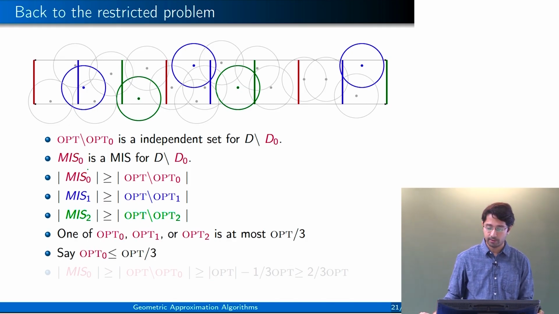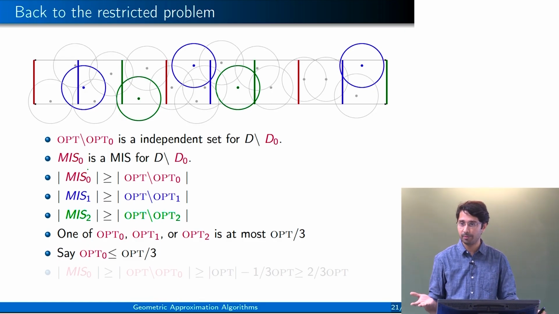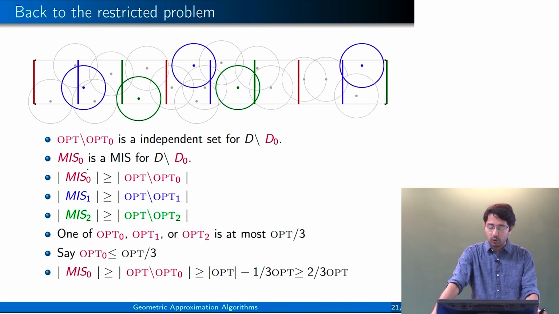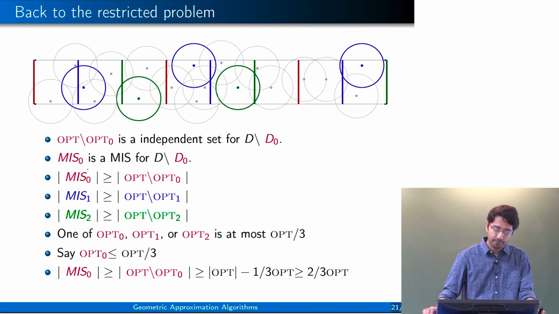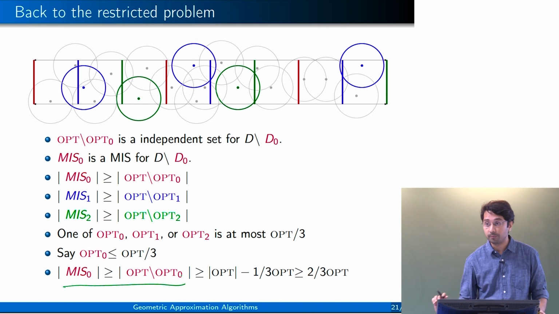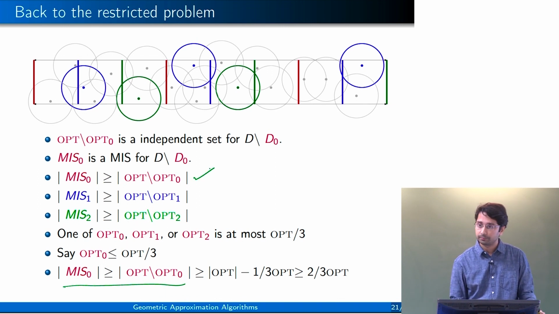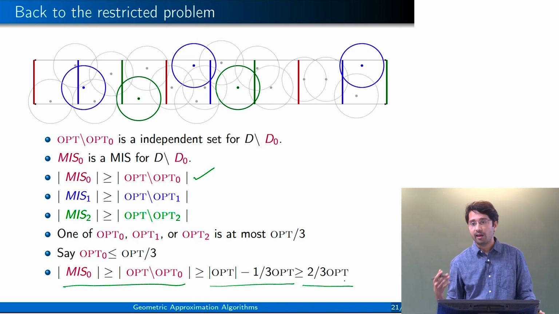Now, some trivial pigeonhole principle. I know that one of opt 0, opt 1 and opt 2 is at most opt by 3. Right, one of them has to be, simple pigeonhole principle. Then we have, we started with MIS 0. Suppose opt 0 is less than or equal to opt by 3. What do we know? MIS 0 is greater than opt minus opt 0 from here, right, and opt 0 is at most 1/3 of the opt. So, MIS 0 is at least 2/3 of the optimal solution.